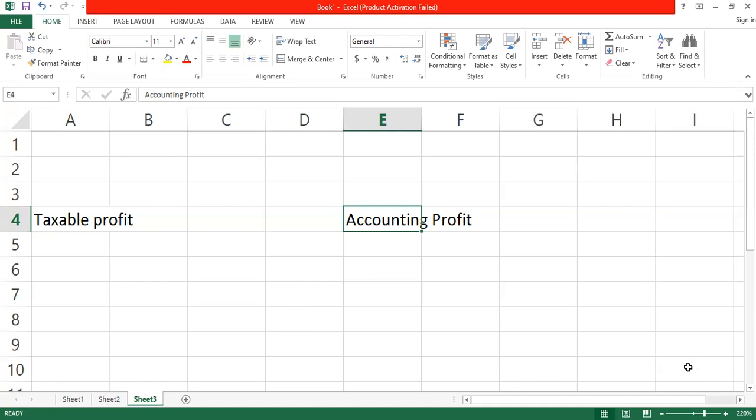Because they don't allow certain things. So what you deducted, sometimes they will add it back. So they will get to you the profit that your company is making. And it can be different from what you have submitted.